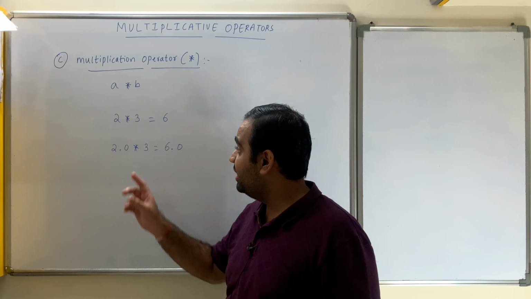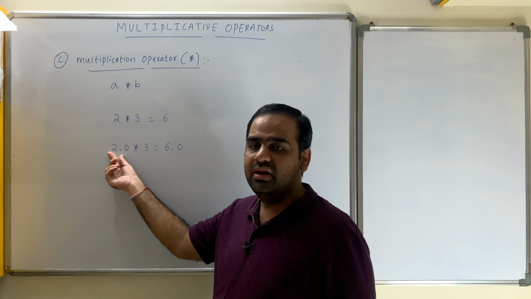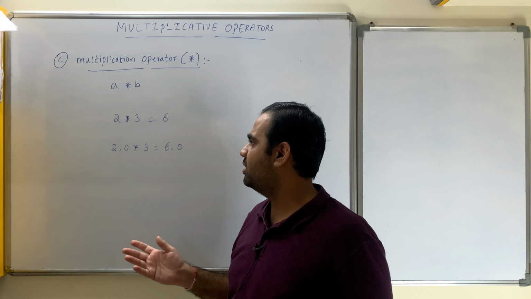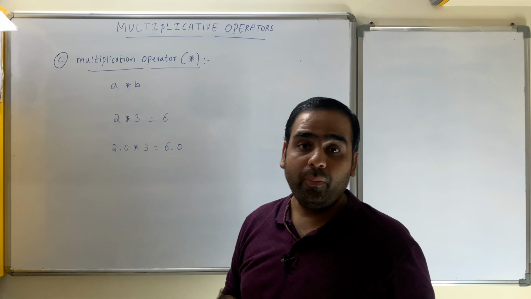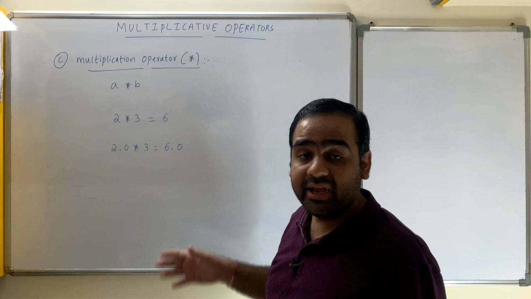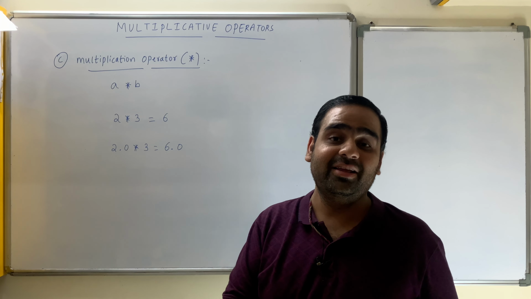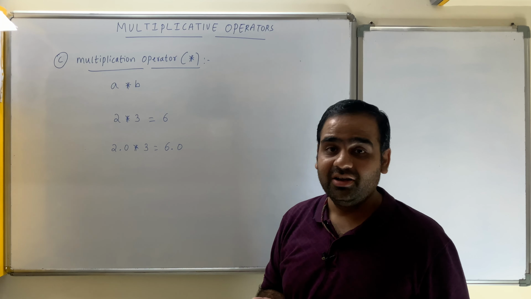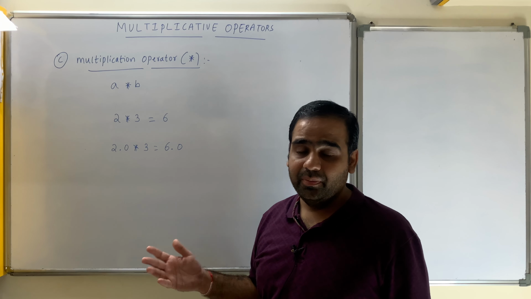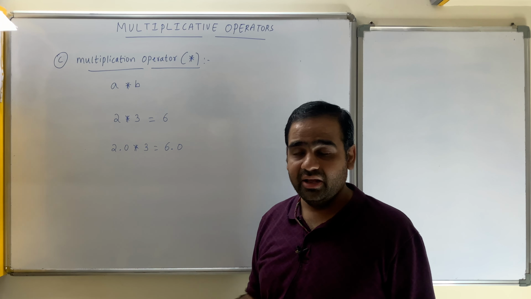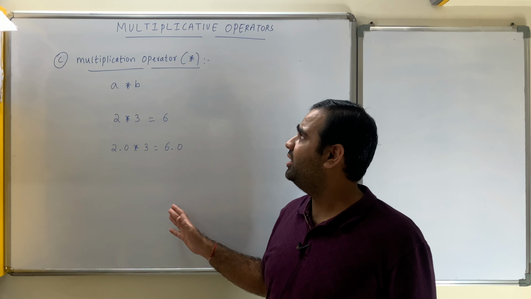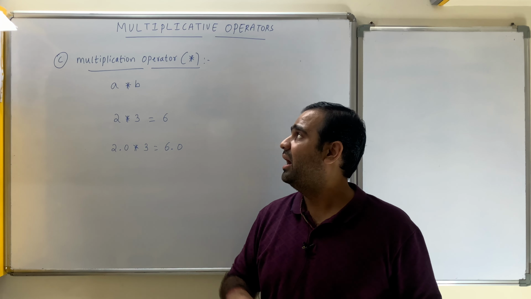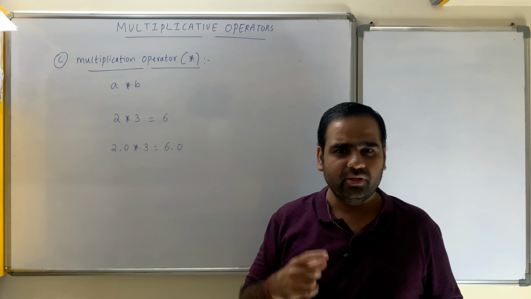That means if one of the operands is real, the output would be real. Now, there is no case of truncation here as we did in case of division, where integer by integer is integer. Here there is nothing like that, because no truncation is involved. Is that okay? This is all about the multiplication operator.